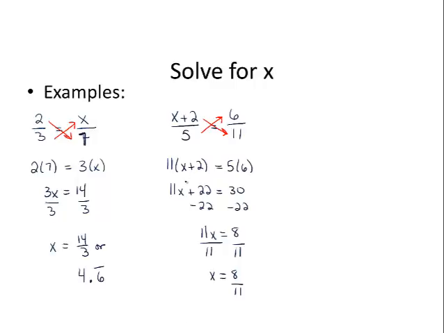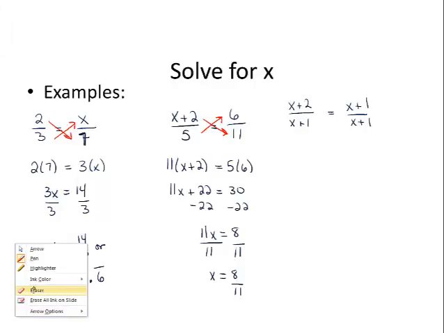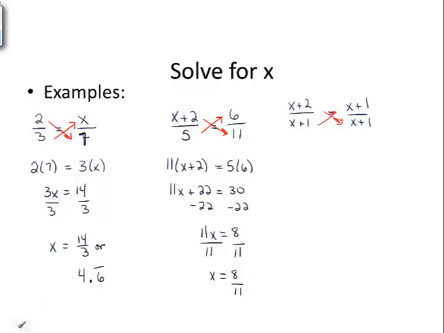Sometimes you have multiple expressions. So I want to give an example of how to solve this. It's going to require that you FOIL. So again, using the cross products, I have x plus 2 times x plus 1 is equal to x plus 1 times x plus 1.